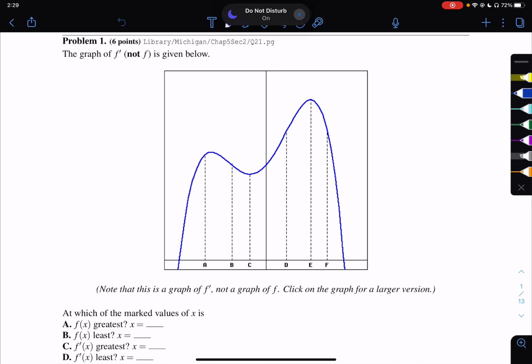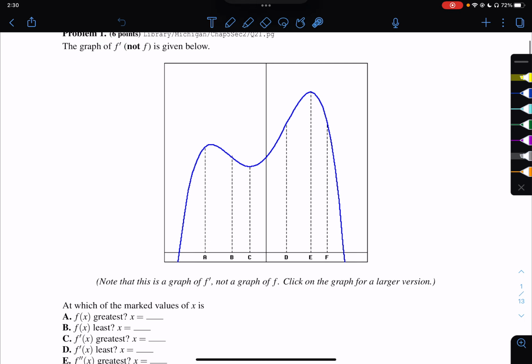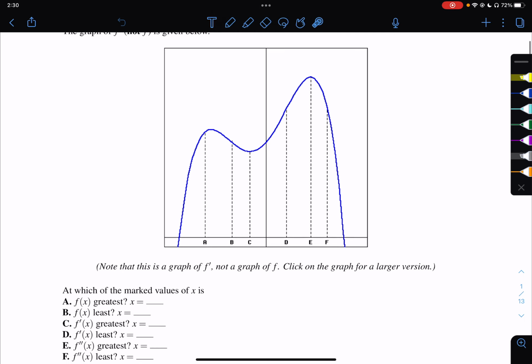Let's look at this problem here. We have the graph of the derivative given, and they are asking you to fill in the following blanks based on the points that are given to you. Because this is a derivative given, being positive means the original function is increasing, and being negative means the original function is decreasing.